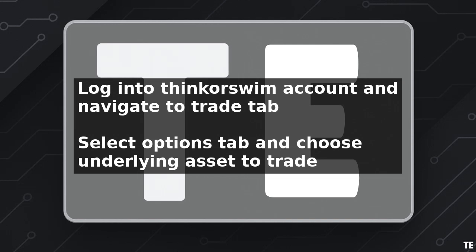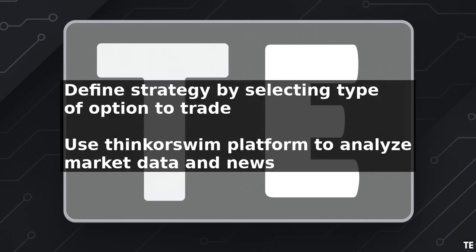You can use the Thinkorswim platform to analyze market data and news to inform your trading decisions. When you have selected your underlying asset and defined your strategy, use the options trade ticket to enter your trade. This will prompt you to select the specific option you want to trade, including the strike price and expiration date.